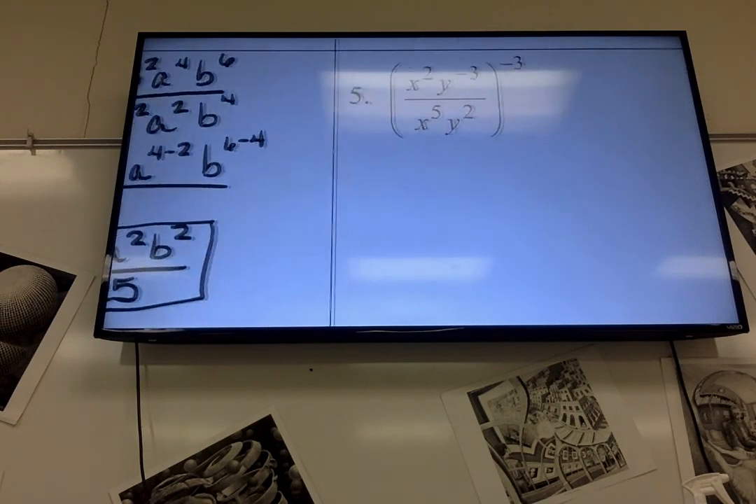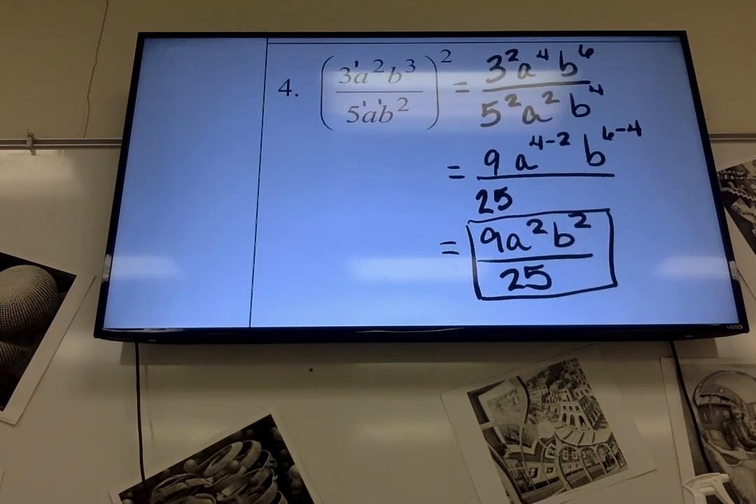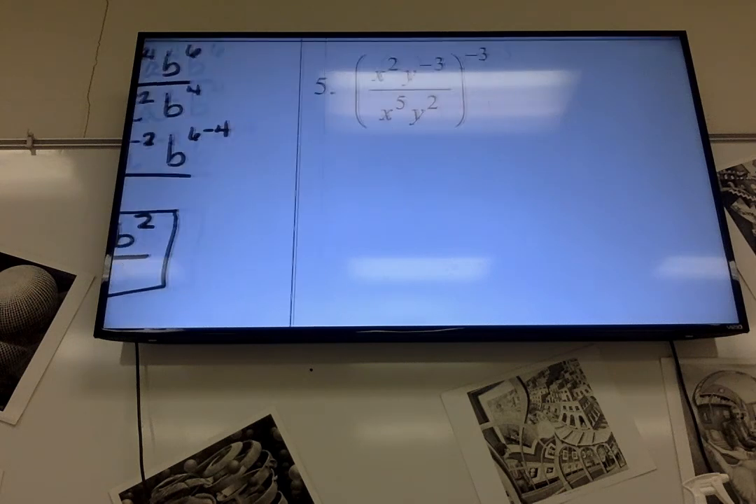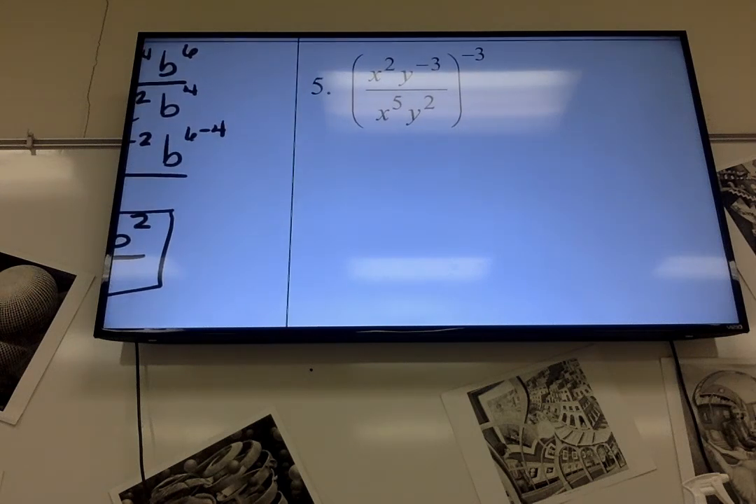Okay, let's do 5 the same way we did 4. So I know it's a negative, and everything in this is probably wanting to flip it. But let's not flip it yet. Let's go ahead, get rid of, multiply through by this exponent. And then at the end, when I have negatives, then we can flip it.